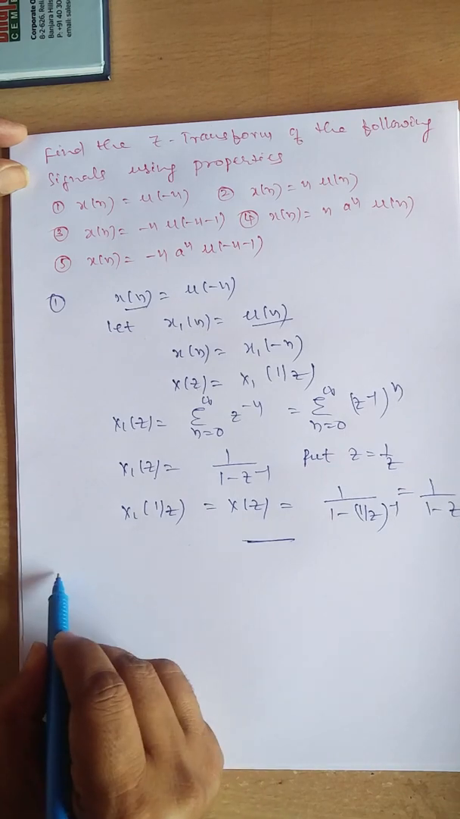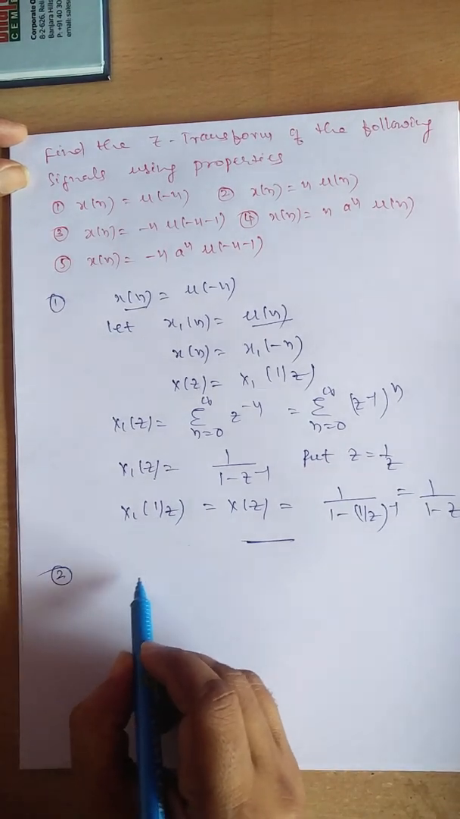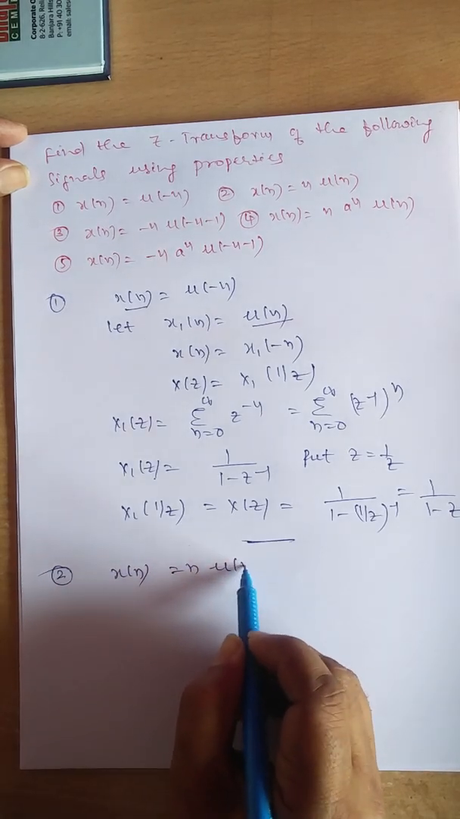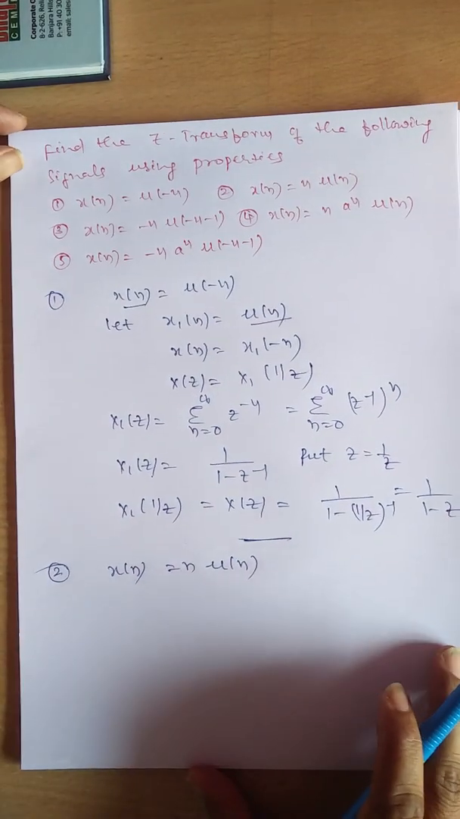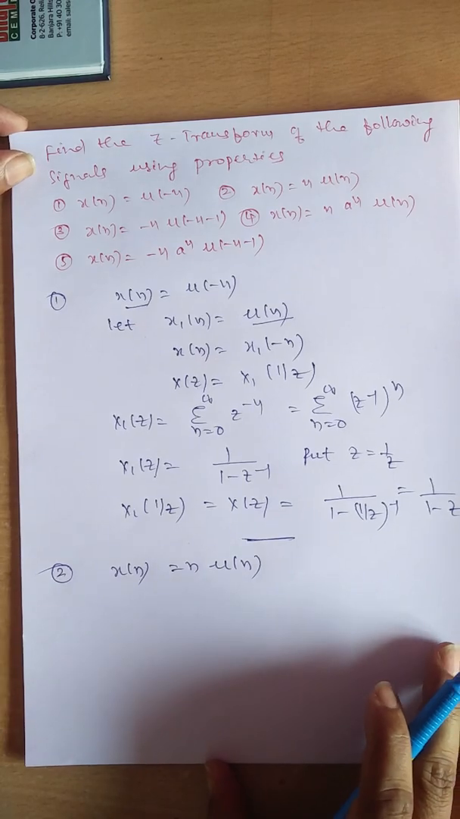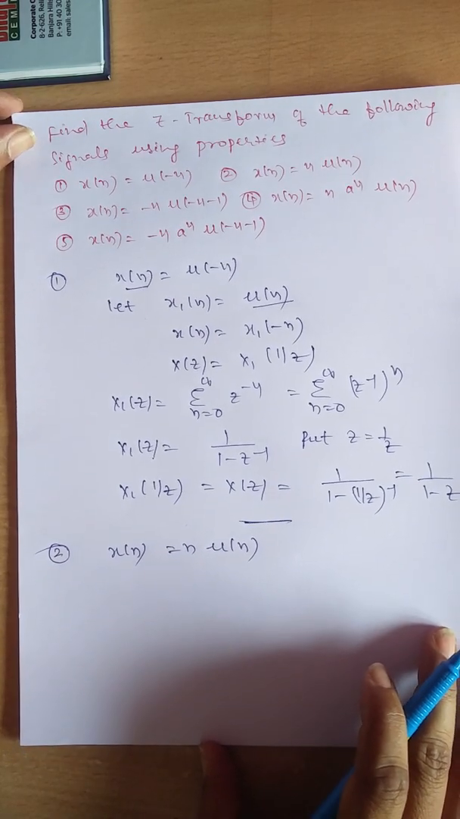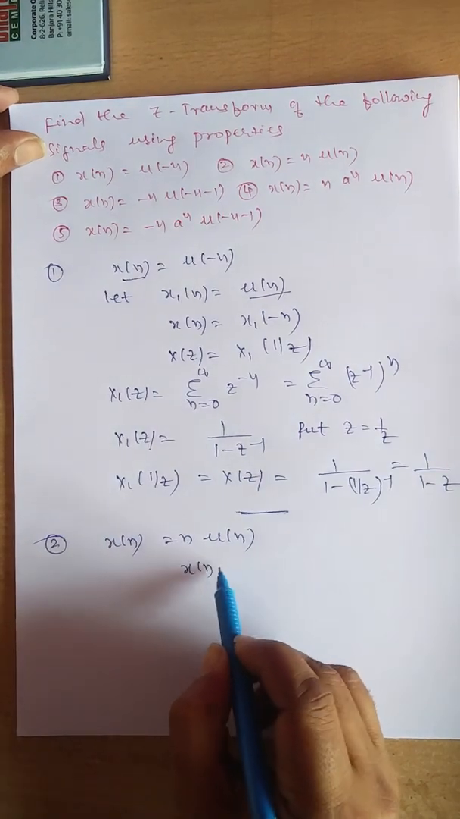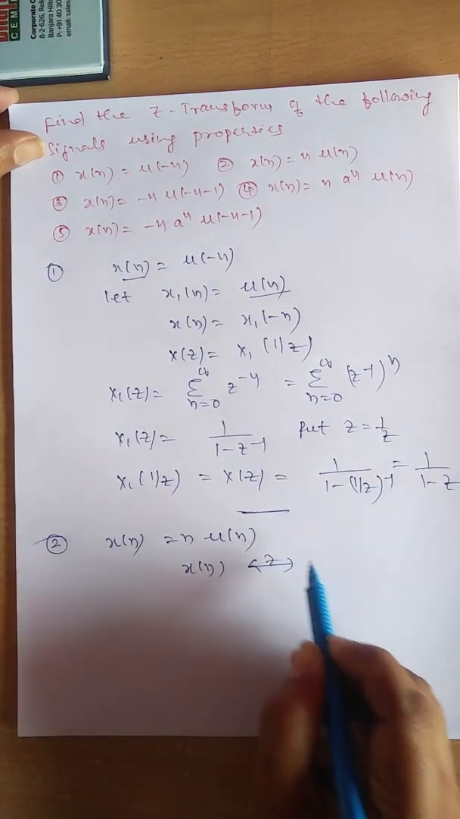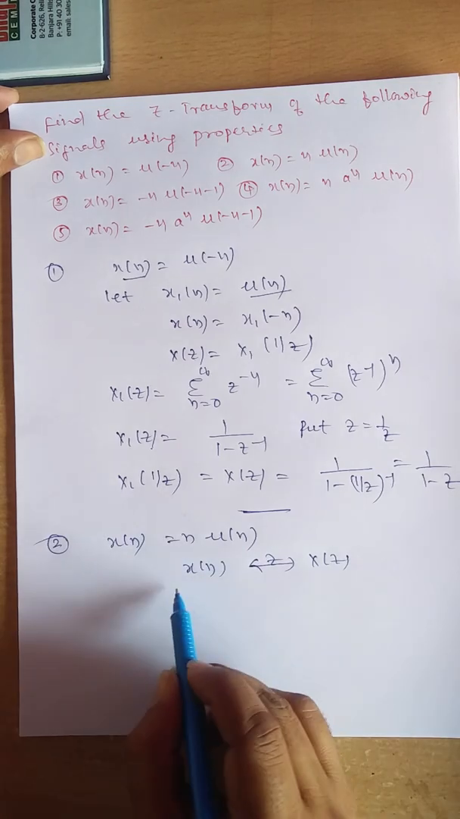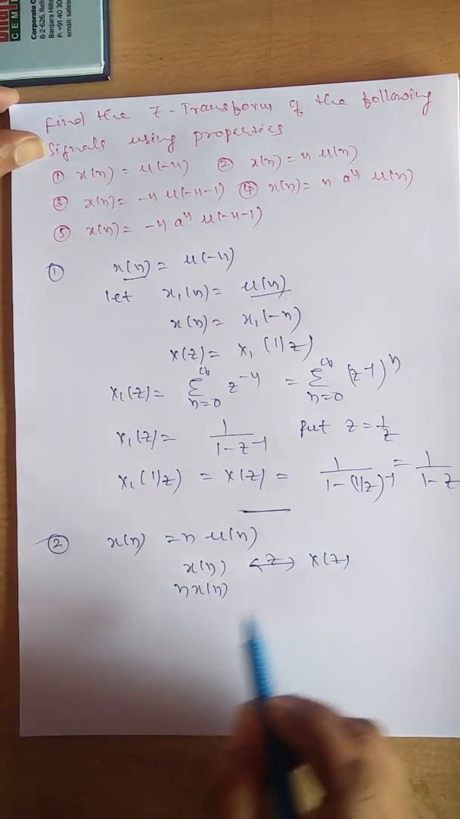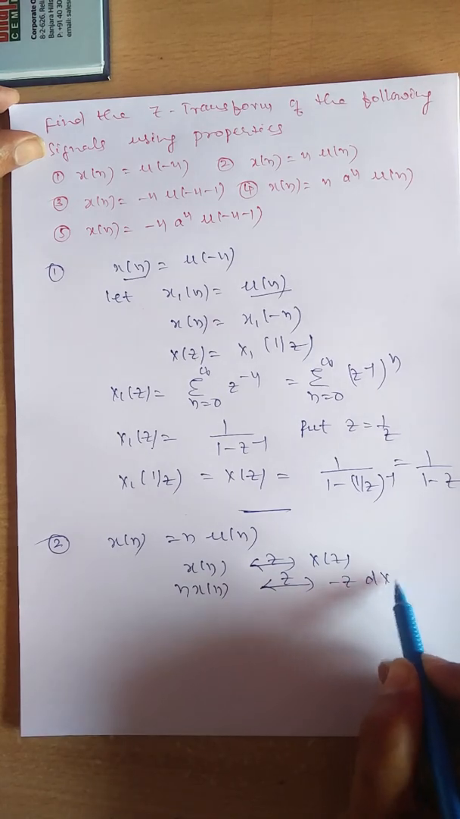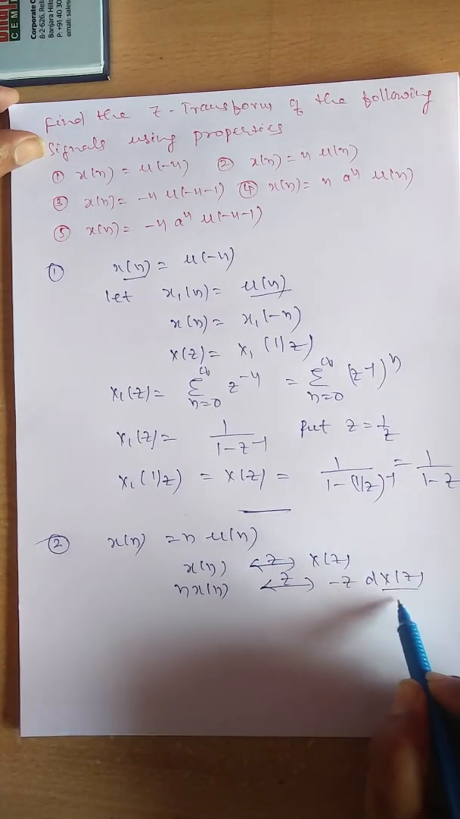Next, the second problem, x of n is equal to n into u of n. This we can solve using the differentiation in z domain property. What is the differentiation in z domain property? x of n, its z transformation is x of z, then n into x of n, its z transformation is minus z into differentiation of x of z.